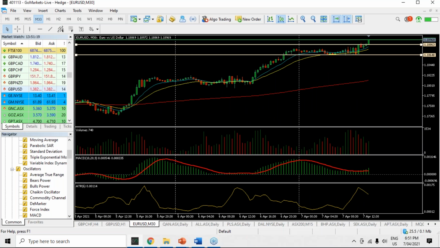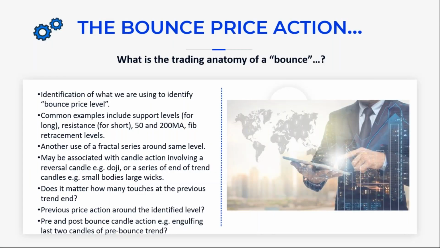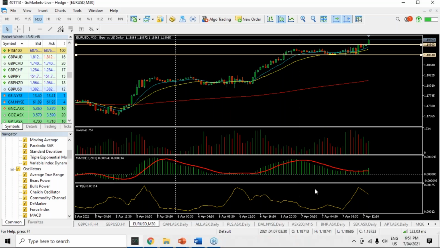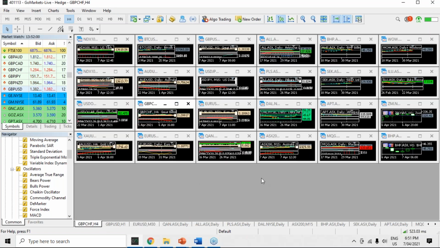Now, so that's the price action. And just to fill in some gaps, of course, we can look at other things like the price close versus the candle. We can look at volume. We can look at the trend on the longer time frames. So the major EMA. So it's the one time where you might put a 200 or a 50 EMA on a chart. So you could have a rule. Many of you know Nigel Hawkes from previous sessions, but he has a rule that so we could so it doesn't go long. Oops.